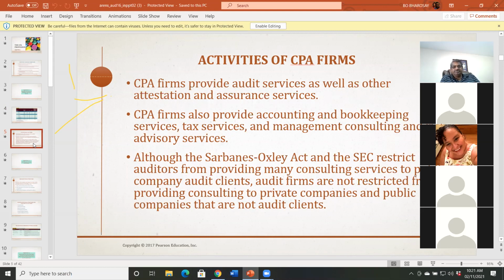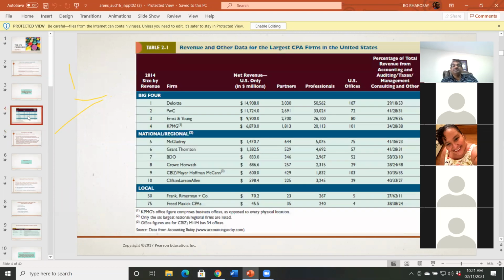A big part of what we do as accountants is audit and assurance services, what this course deals with. Now, if I go back to my previous slides on CPA firms, did they give us the last column, percentage of revenue from accounting and auditing, taxes and management services? You'll see Deloitte got 29% of its revenue from accounting and auditing, 18% from taxes, and 53% from management consulting.